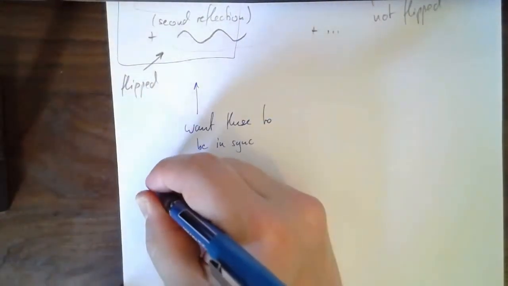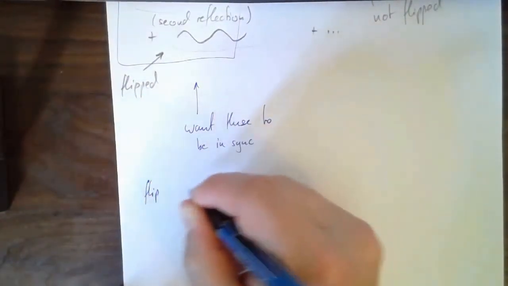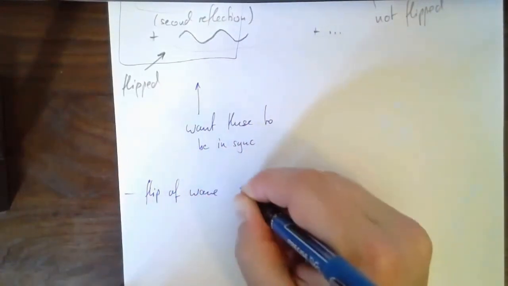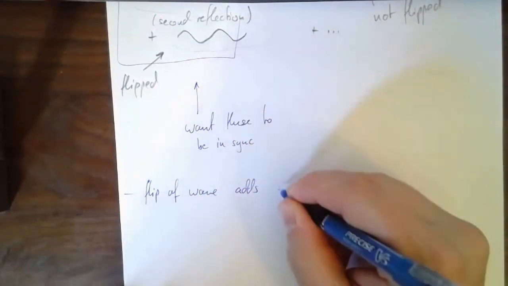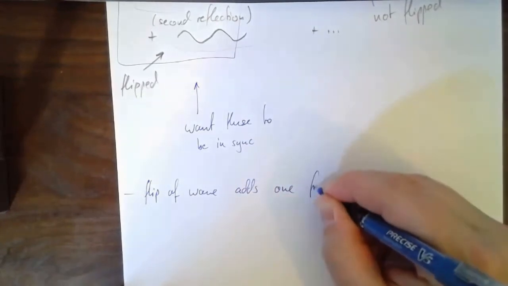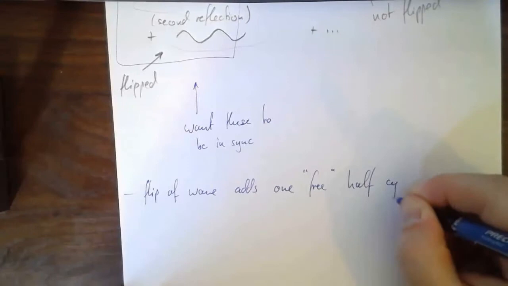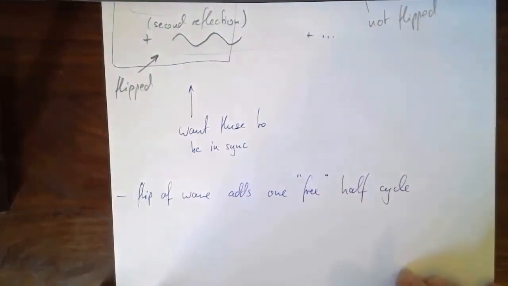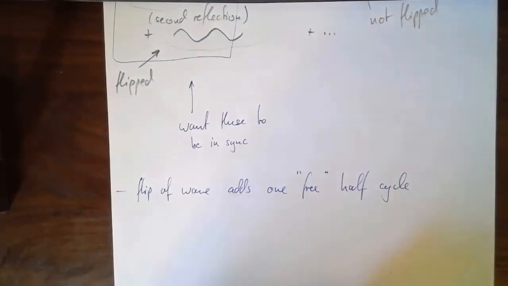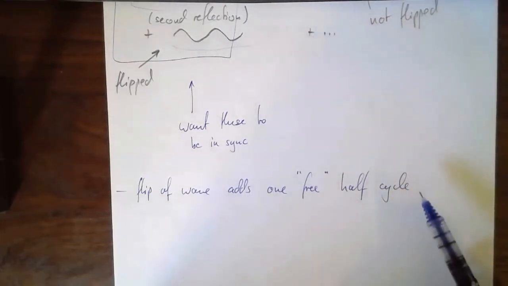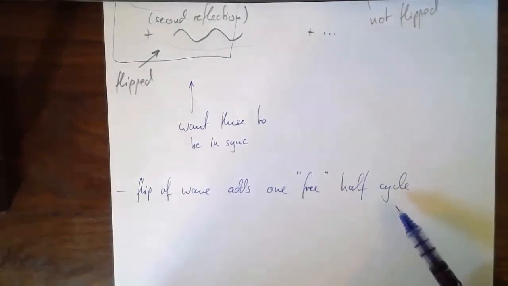So let's write this down. The flip of the wave adds one free half cycle, right? So suddenly you go to the other half of the cycle, right? The opposite part of the cycle. If you were down, you're now up.